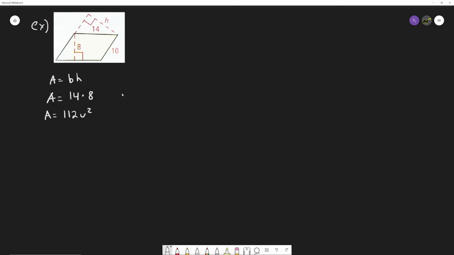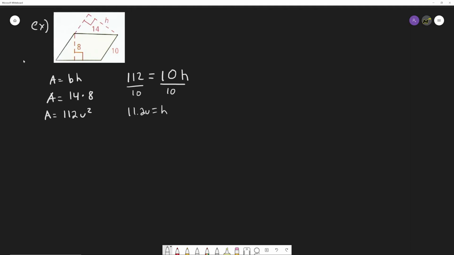And we're not done yet because our goal here was to find h, the other height. And so we have to work backwards. So right now we know the area of this parallelogram is 112. And we know the base would be 10 if we flipped it on its side, and we don't know the height. And so, to solve for h, we use the formula area equals base times height and work backwards. So it looks like we have to divide by 10. And so h would equal 11.2 units.